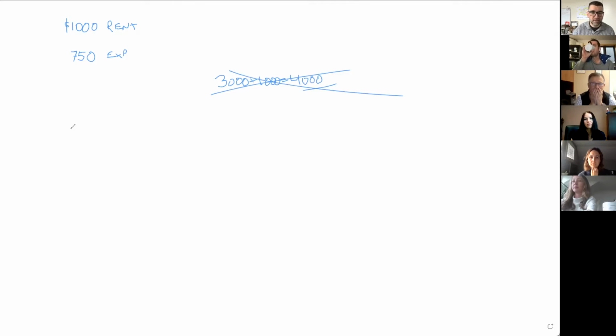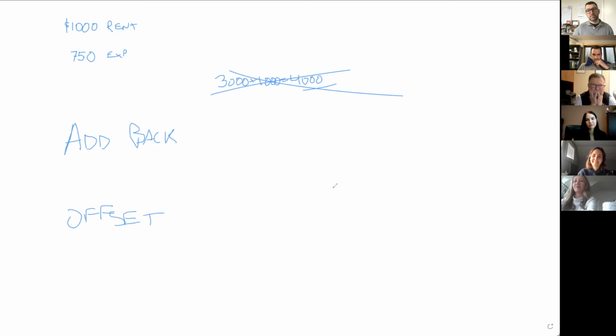So I said at the beginning of this that we have add backs. And you'll probably see this on Velocity. I think all you guys use Velocity, so that's good. So there's add back, and then there is, what was the other one? Offset. Okay, offset.